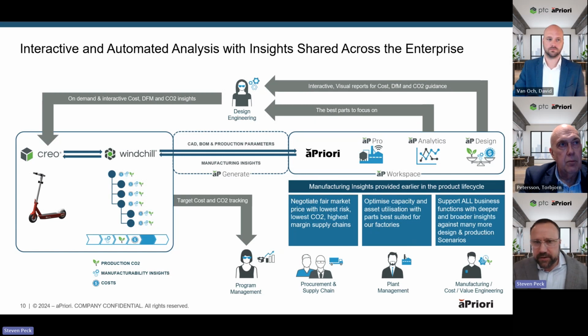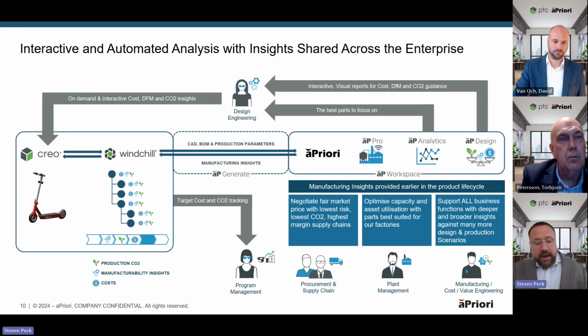So your experts, your sustainability folks, and your expert cost engineers, manufacturing engineers, procurement folks, getting the right data to the right people at the right time so that they can contribute and influence the product definition relative to the insights that are bubbled up with aPriori.